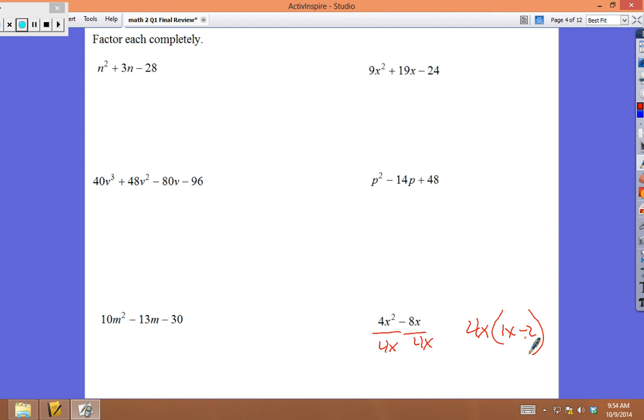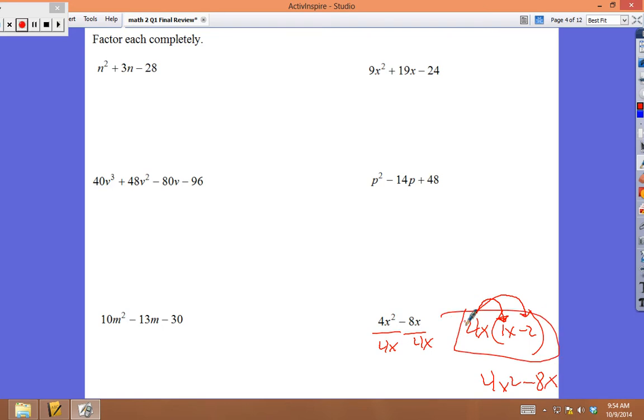So these are the factors, and you can check it by just distributing and multiplying through. So 4x times x is 4x squared. 4x times a minus 2 is a minus 8x, and that is it. So these are the factors.